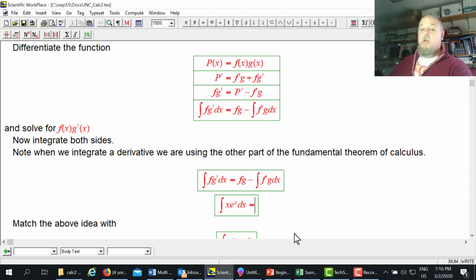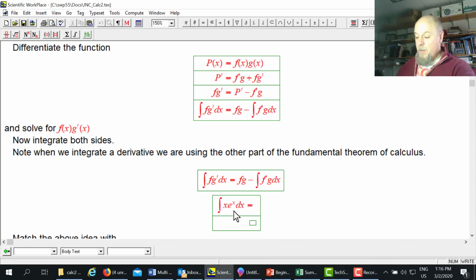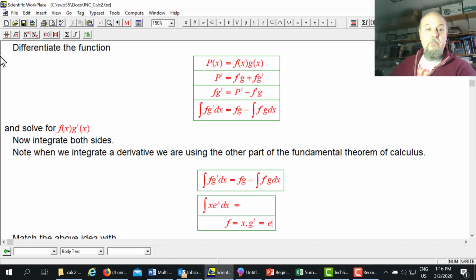Now, first off, I'm matching the pieces here. I'm matching f as x and g prime as e to the x. I guess I could match them the other way around too, but just to start, let's match those pieces. So I'm making f equal to x, and I'm making g prime equal to e to the x.